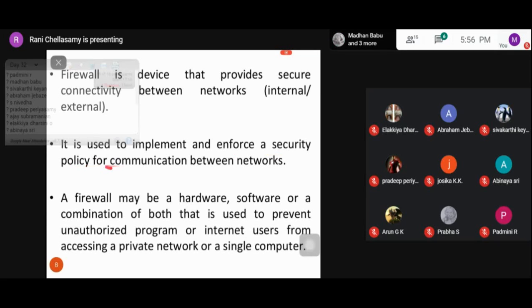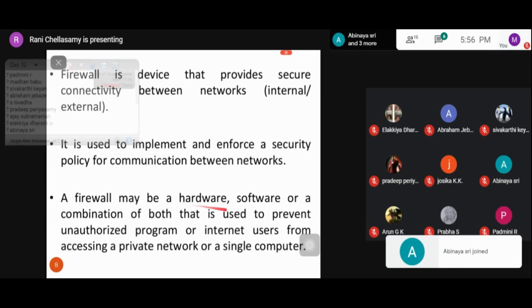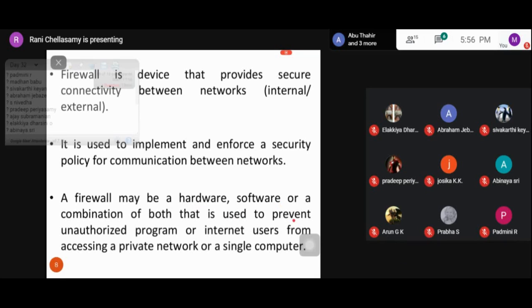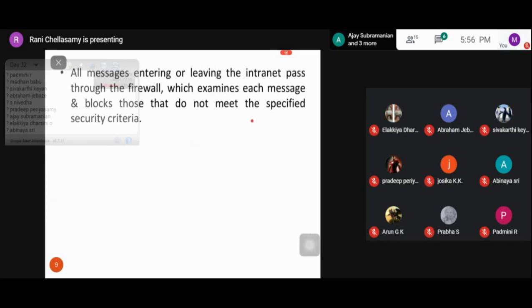The firewall can be hardware or software or a combination of both. It is used to prevent unauthorized internet users from accessing the private network or simple computers. So this is the concept here. All the messages entering the intranet, intranet meaning within the network, or leaving will pass through the firewall.